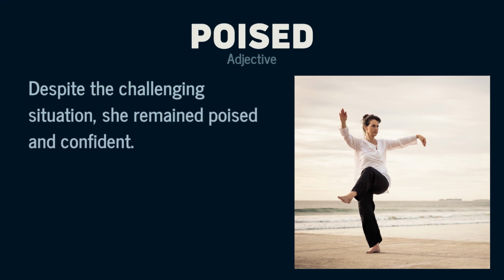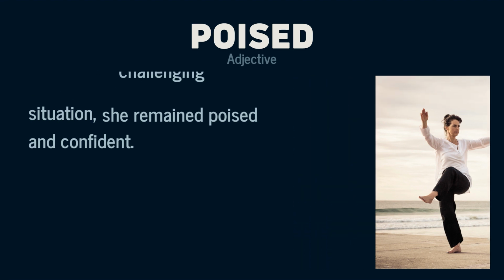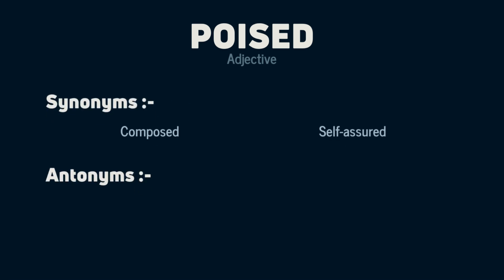उदाहरण के लिए, despite the challenging situation, she remained poised and confident. इसका मतलब है कि मुश्किल समय में भी she stayed composed and sure of herself. Picture a poised model on the runway, always calm and confident.